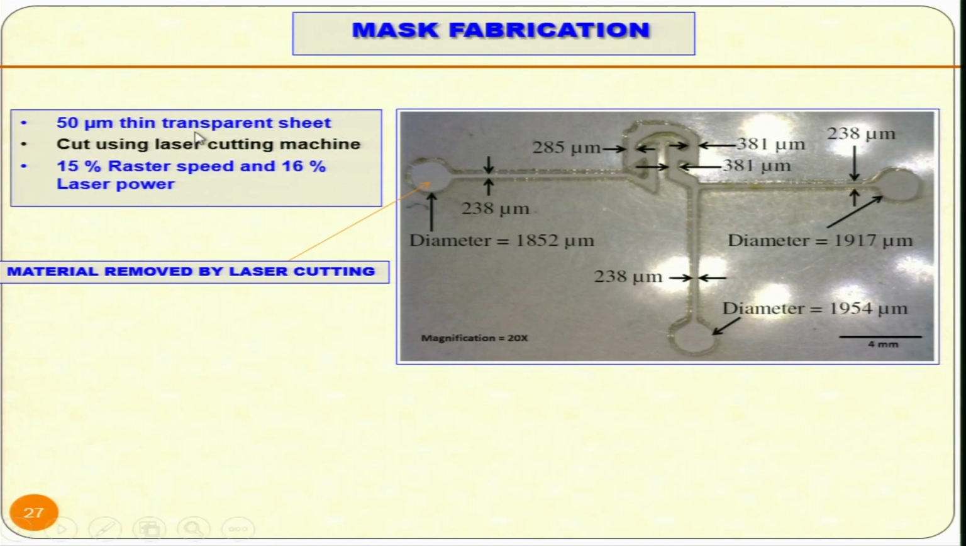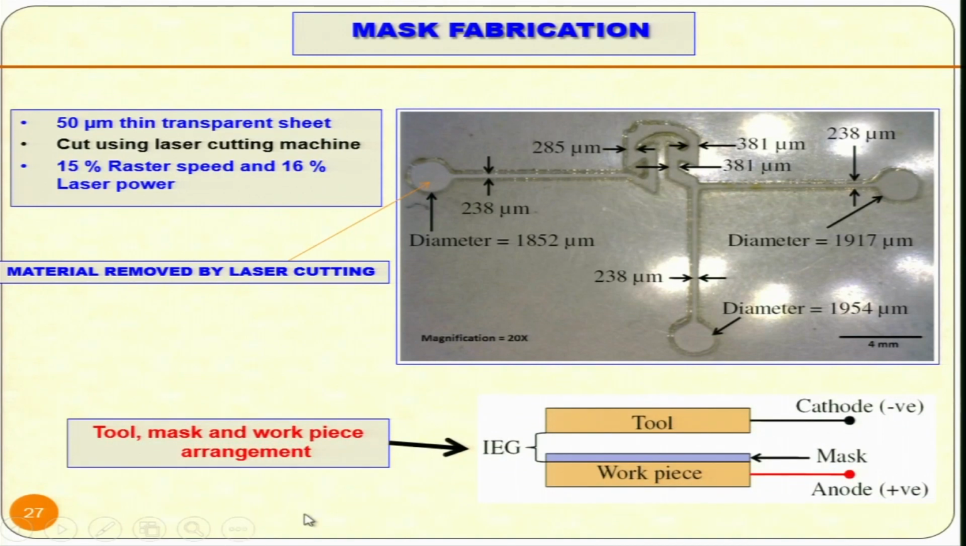A 50 micrometer thin transparent sheet was used for making this mask, cut using a laser cutting machine, and 15% raster speed and 16% laser power was used. You can see here, this is the tool, this is the workpiece, and this is the mask, where the mask is to be adhered on the workpiece, and this becomes the inter-electrode gap, because the top face of the workpiece and the bottom face of the tool give you the inter-electrode gap. Workpiece is positive and tool is negative.